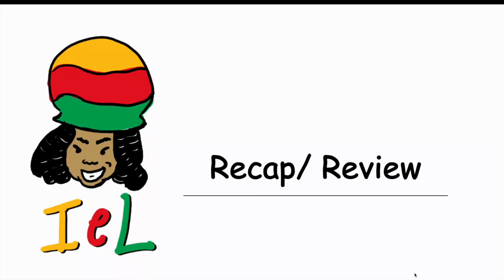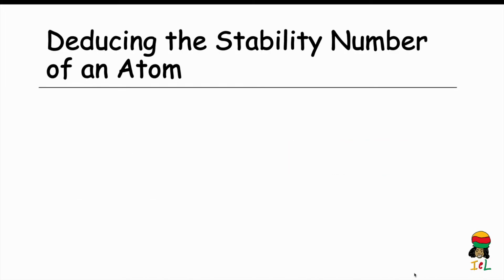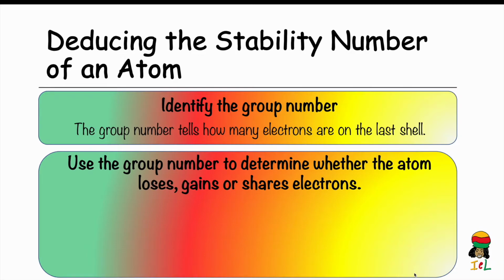We will begin with a quick recap or review of the stability number. Recall that the stability number is the number of electrons an atom will lose, gain, or share to achieve a stable electron configuration, and we can use the periodic table to determine it. First, we need to identify the group number, because the group number tells us how many electrons are on the last shell. Once we know that, we can determine whether the atom will gain, lose, or share electrons.